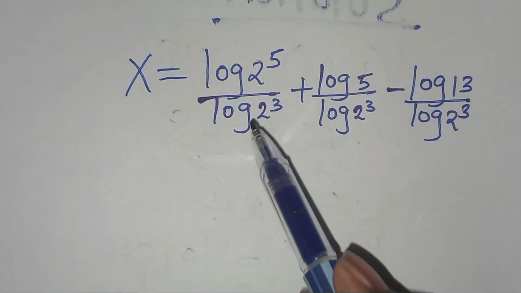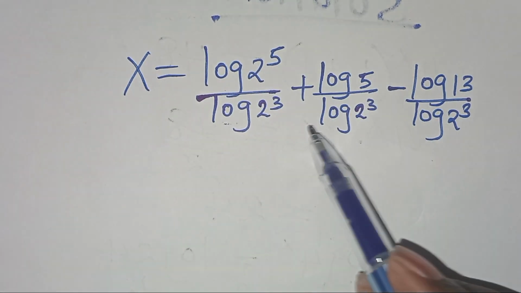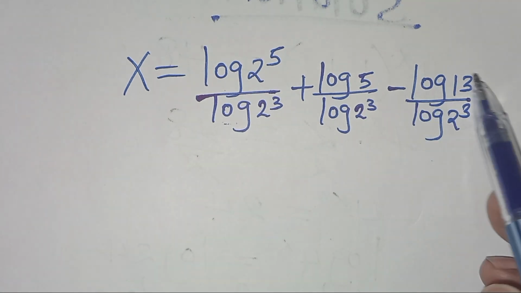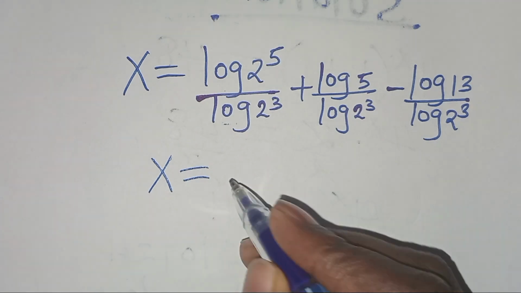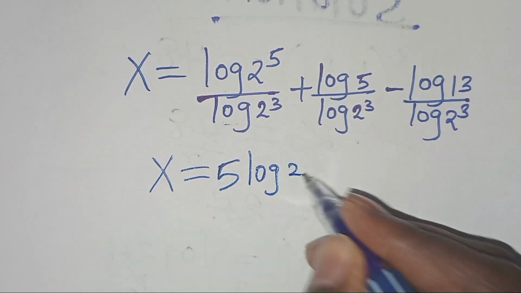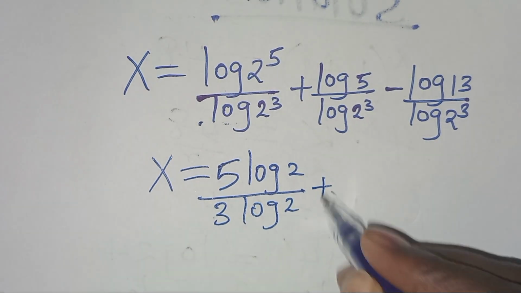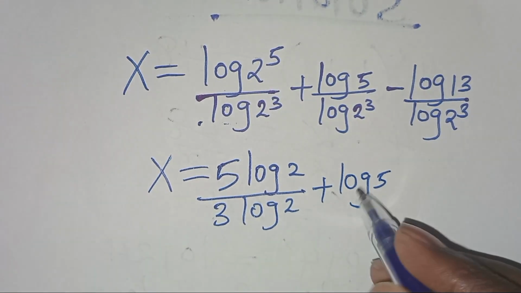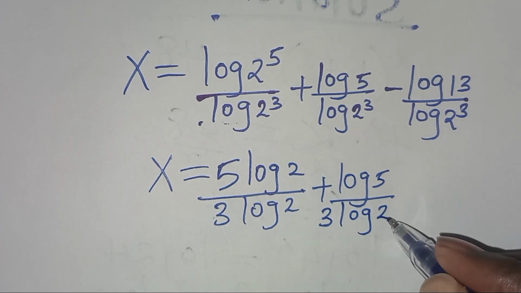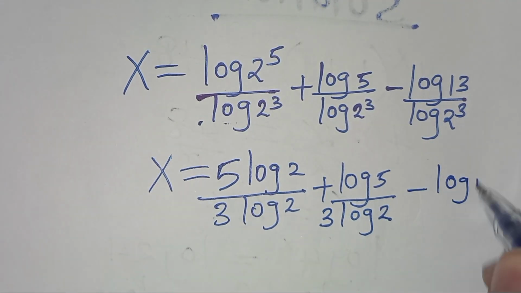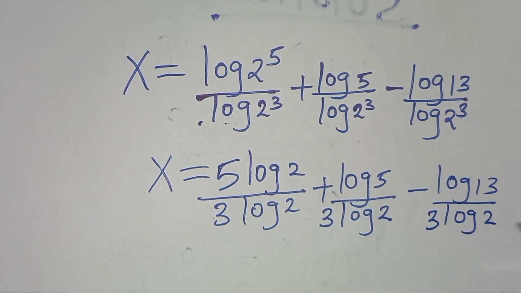So x here is equal to log 2 to the power 5 divided by log 2 to the power 3 plus log 5 divided by log 2 to the power 3. Subtract log 13 divided by log 2 to the power 3. Now we can express x here. Log 2 to the power 5 becomes 5 log 2, divided by log 2 to the power 3 becomes 3 log 2, plus log 5 divided by 3 log 2. Then subtract log 13 divided by 3 log 2.